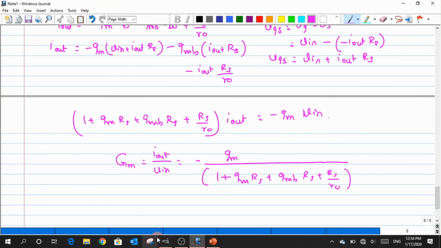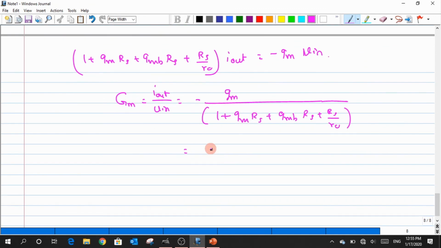Now I just bring this R naught, multiply across all the numerators, and I would end up having something like minus gm R naught divided by R naught, and I can combine this gm and gmb, so it would be gm prime R naught RS plus RS. Now what is this quantity that we have at the bottom, the denominator? Output impedance whenever we look down, right?